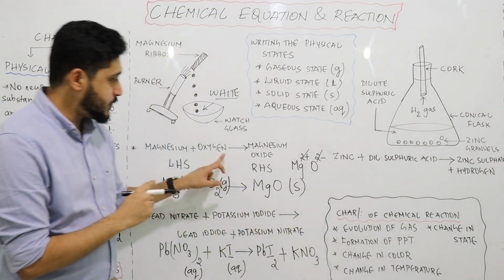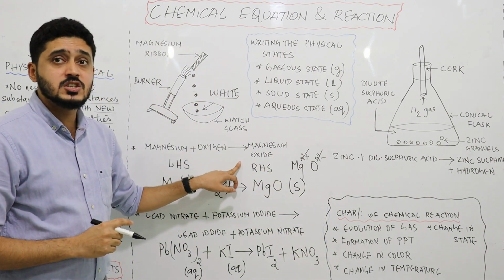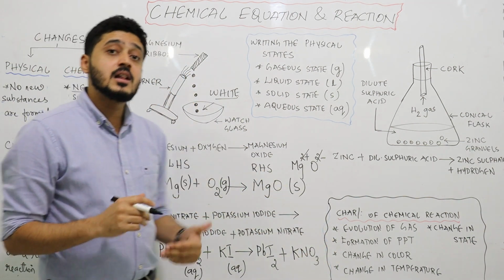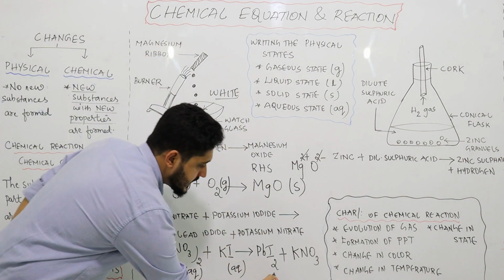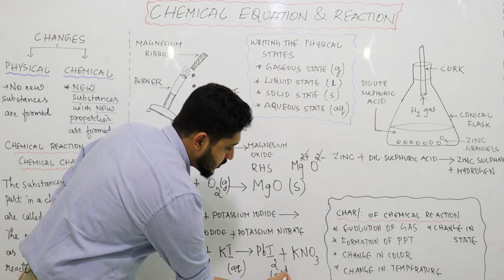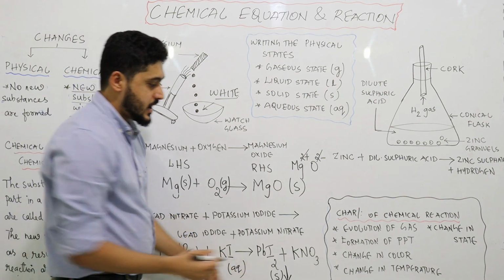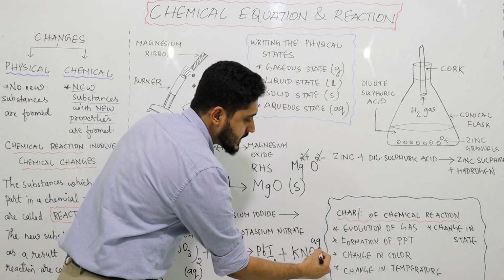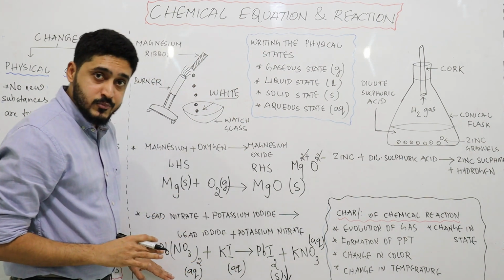In the first example, there was a change in color. Whenever there is a change in color, you can tell that a chemical reaction has taken place. Now, instead of writing precipitate, again it's an insoluble substance. It is a solid, and you can use the downward arrow to identify it. Lead nitrate and potassium nitrate are again clear solutions and aqueous. So this is the second example.